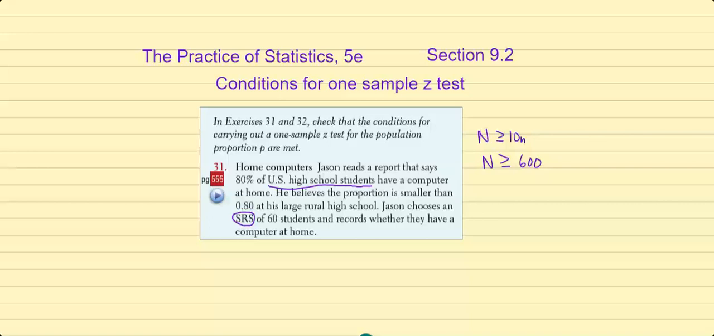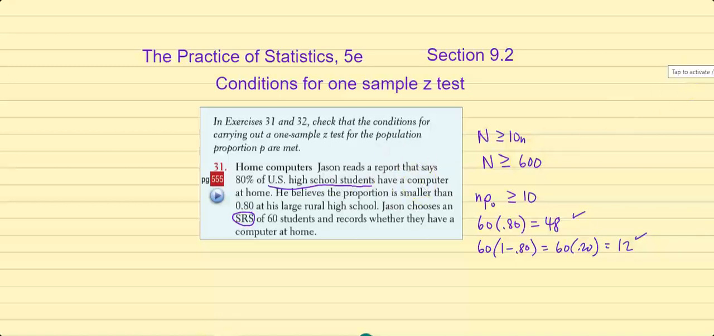And then the third condition would be n times p0 greater than or equal to 10. So we take n, which is 60, multiply by p0, which is 0.80, and we get 48. And that is greater than 10. Then we do n times 1 minus 0.80, which is 60 times 0.20, and that equals 12. And so that also meets the condition.